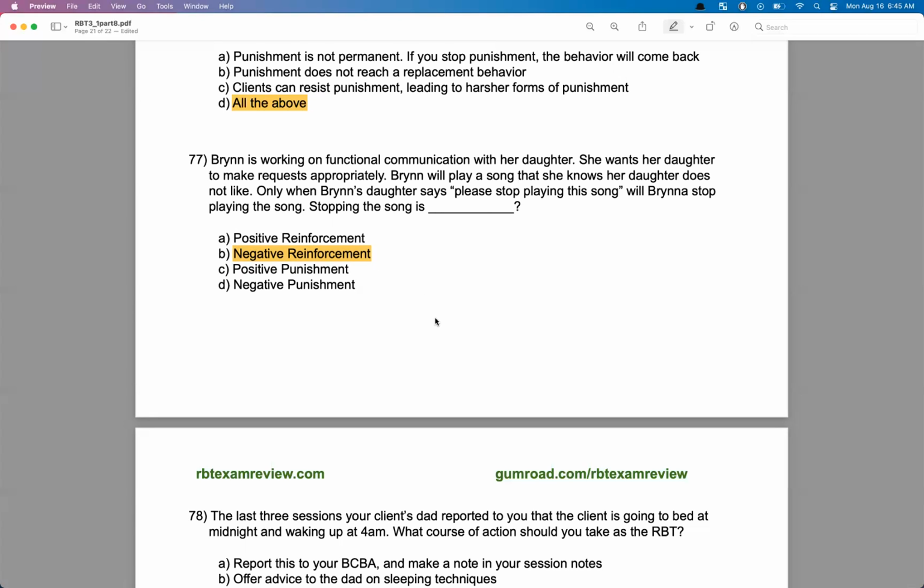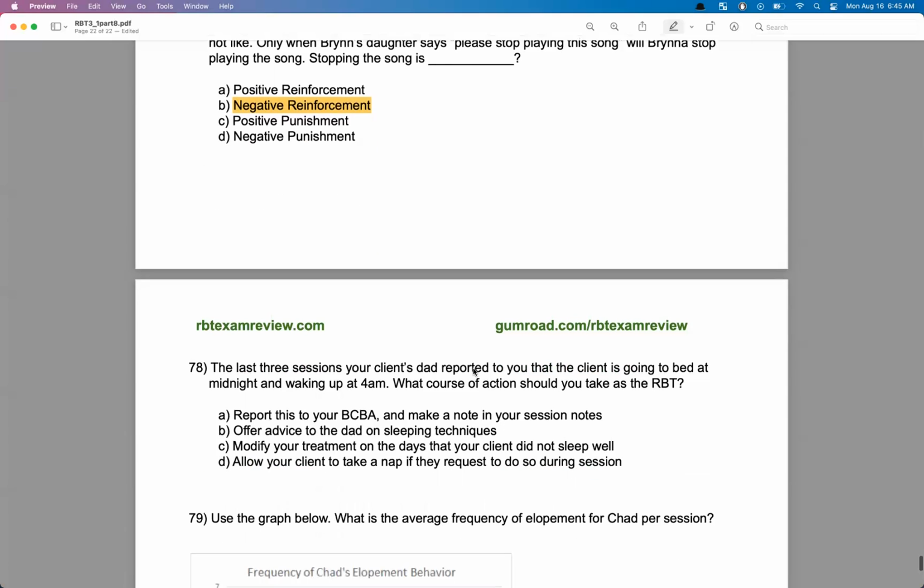If this one wasn't simple for you, go back, review your behavioral terms, review positive, negative reinforcement, positive, negative punishment, okay? And understand antecedents, behaviors, consequences, right? Understand what you're trying to accomplish here. What is Bren trying to accomplish by stopping the song, okay? 77 should be very easy. If it's not, go back and review.